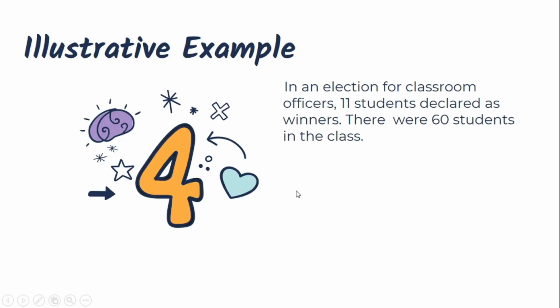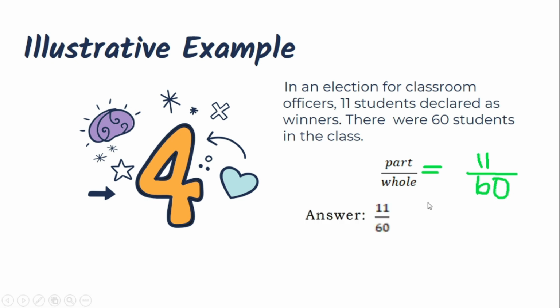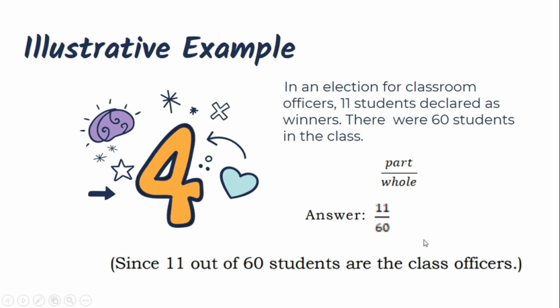Next, in an election for classroom officers, 11 students declared as winners. There were 60 students in the class. Now, let's represent this in a real number. It says, in an election for classroom officers, 11 students won. Now, in all, or in the whole, we have 60 students in the class. Therefore, as part, that is equal to 11, because only they won. Now, the whole that we are referring to here is the 60 students. Therefore, in fraction, we can say that we have 11 over 60, since 11 out of 60 students are the class officers.